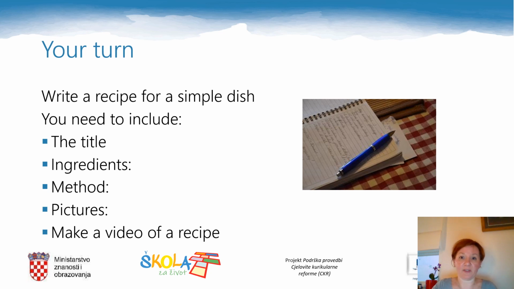You might find it difficult to find all the ingredients you need for the Indian street dish, but that doesn't have to stop us from preparing a simpler yet yummy dish. It can be exotic, it can be Croatian, Italian, Hungarian, or you can create your own recipe. So, it is your turn now. You will have to write a recipe for a simple dish. And the recipe will include the title, the ingredients, the method, the pictures, and after that, you will create a video for a recipe.